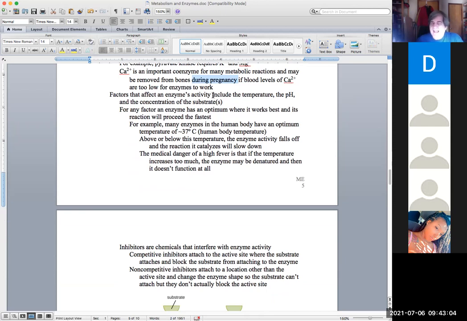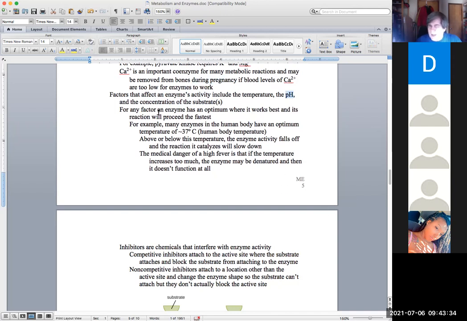Now, if we change anything in the chemical environment of an enzyme, it affects the enzyme's activity. So we've already mentioned a few of these. Temperature can change this. The concentration of any substrates can change this. The pH, remember that's how many hydrogen ions, H plus, or OH minus ions there are.